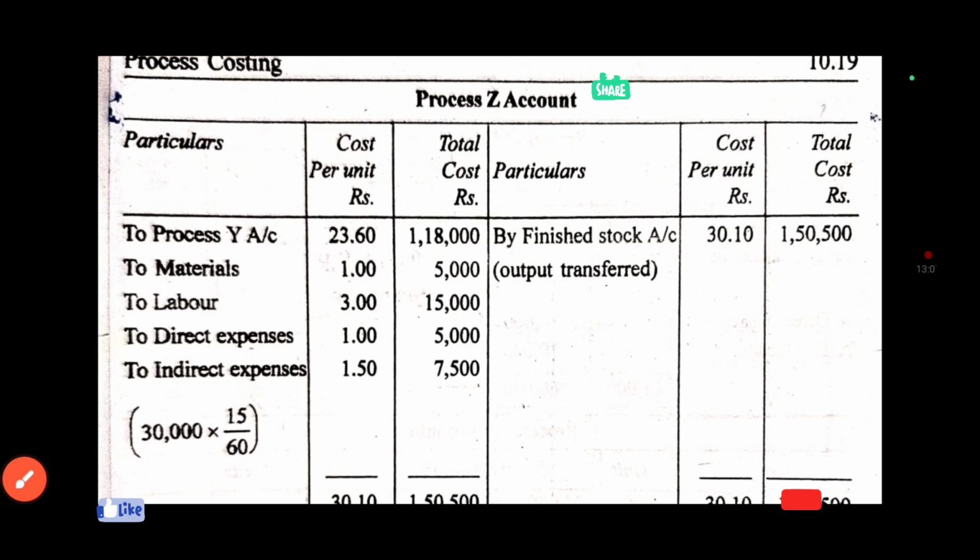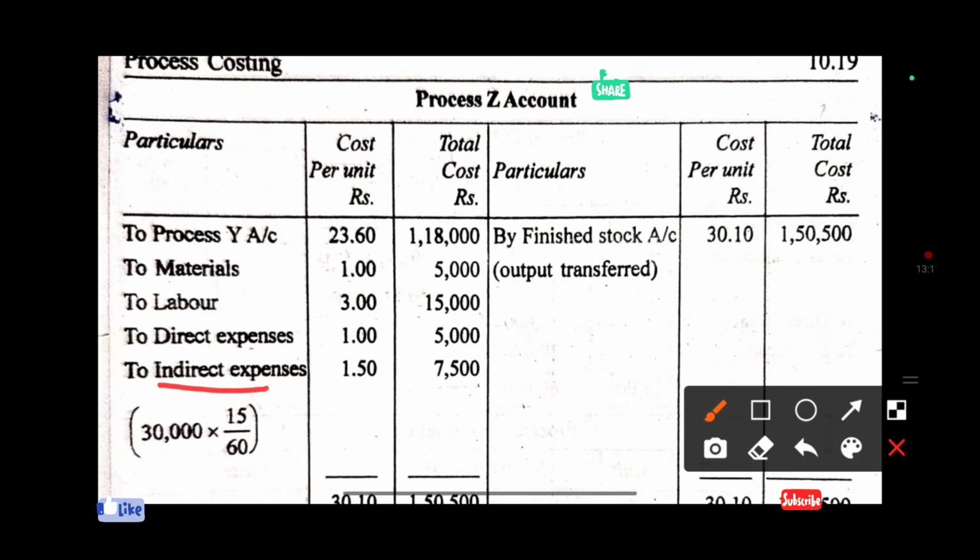Okay, then we need to find out the indirect expenses. The indirect expenses cost given in the question is 30,000 rupees, multiplied with direct labor. Z's direct labor value, 15,000 rupees, is entered in the numerator. Total direct labor, that means wages, is 60,000 rupees. So how can you calculate total direct labor? Process X direct labor, process Y direct labor and process Z direct labor will be added. After adding these three processes' direct labor, you will get the total direct labor of 60,000 rupees, to be entered in the denominator.